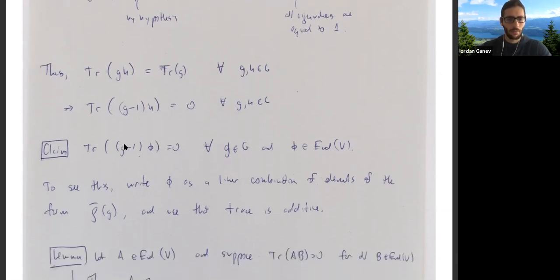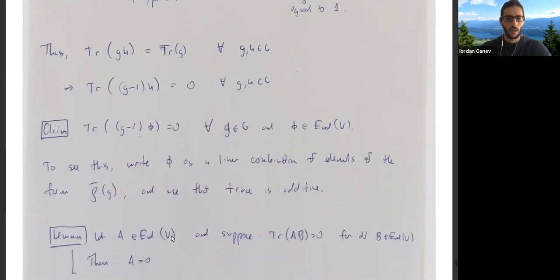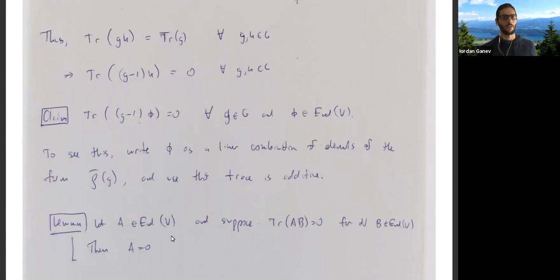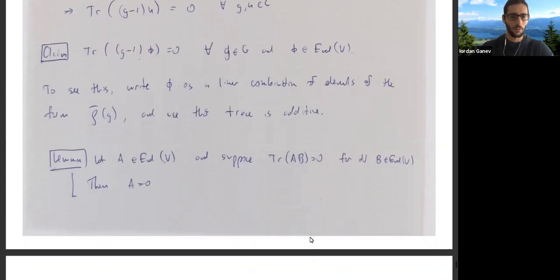So now we have some operator G minus 1, and if we multiply by any endomorphism, the trace of that product is 0. But in fact, this implies that the operator is 0 itself. This is just a little lemma. If any of you are familiar with the Killing form, this is just the Killing form. If we take any endomorphism and we know that its trace when we take the product with any other endomorphism is 0, then it must be 0. And if you don't know this, it's easy to show.